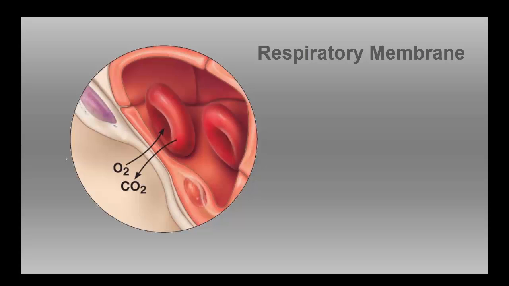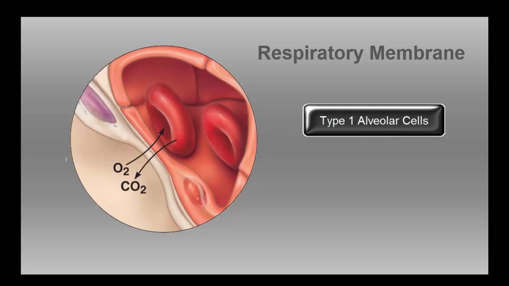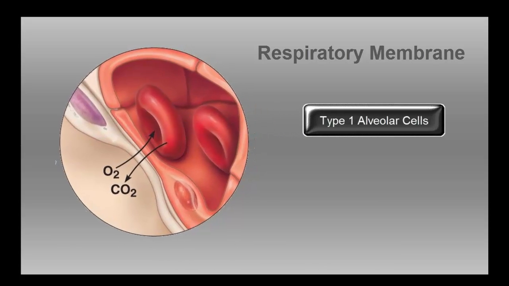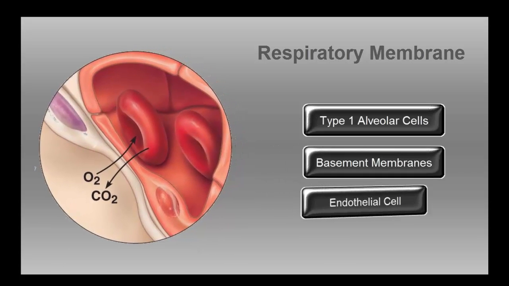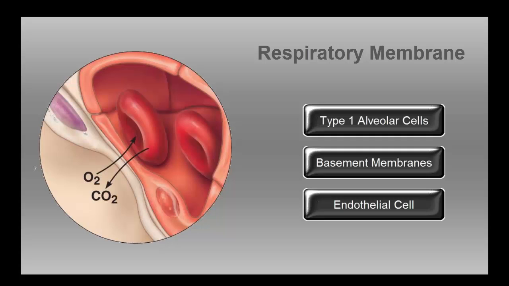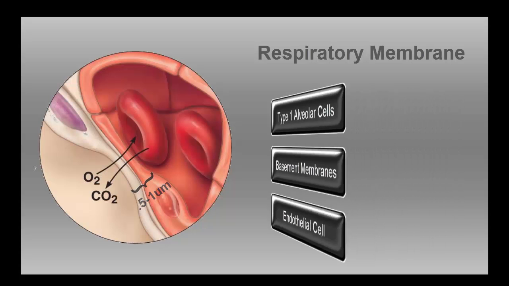Let's take a closer look at the respiratory membrane. We know that three structures make up the membrane, and these are the type 1 alveolar cells, which are simple squamous, the two fused basement membranes, and the endothelial cell of the capillary, which is also simple squamous. The thickness of the membrane in a healthy individual is between 0.5 and 1 microns, and this thickness allows for very efficient gas exchange. But anything that increases the thickness of the membrane will decrease this efficiency.